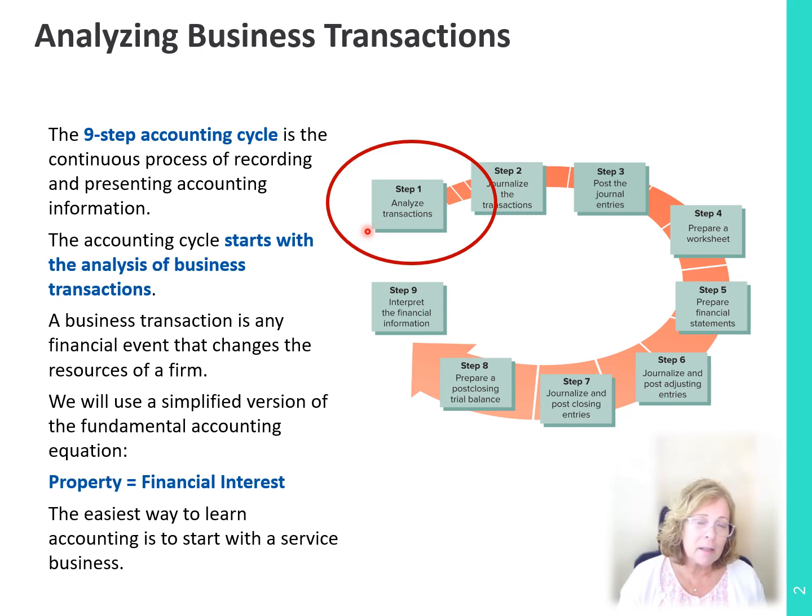But what exactly is a business transaction? A business transaction is any financial event that changes the resources of a firm. For example, purchases, sales, payments, and receipt of cash are all business transactions. The accountant analyzes each transaction to decide what information to record and where to record it. And to learn this process at the beginning of our analysis, we will use a simplified version of the fundamental accounting equation: property equals financial interest or obligations.